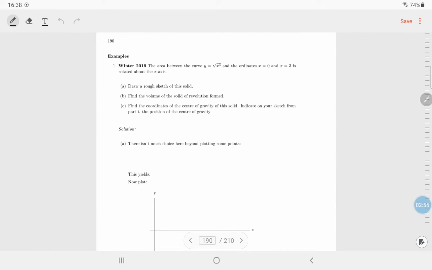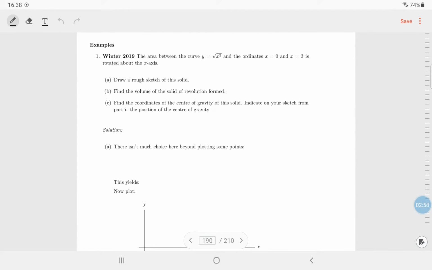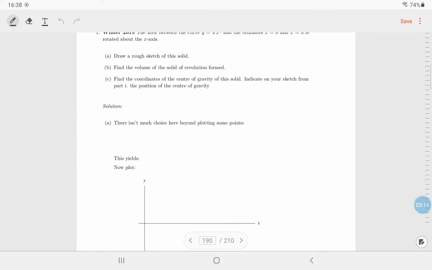Okay, so we'll do 2 examples here. What do we got? The area between the curve y equal to the square root of x cubed and x equal to 0 and x equal to 3 is rotated about the x-axis. Draw a rough sketch.